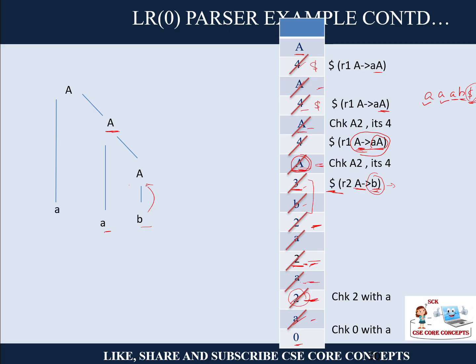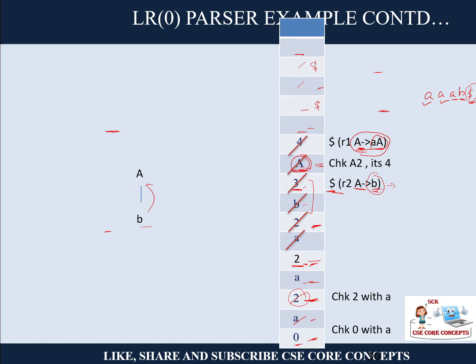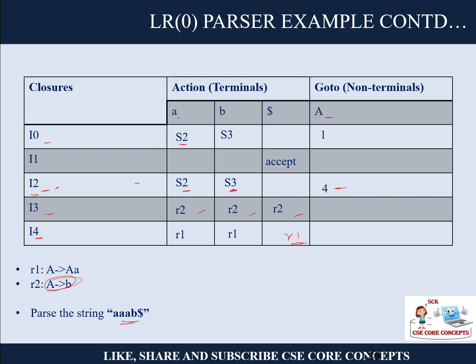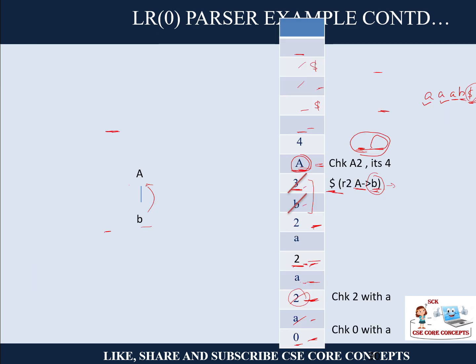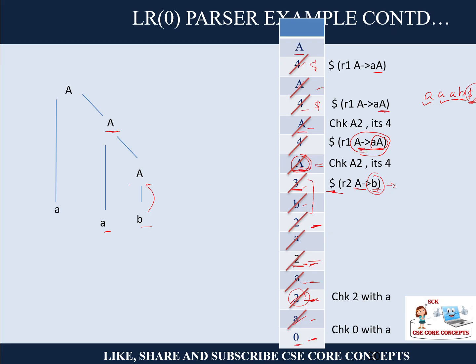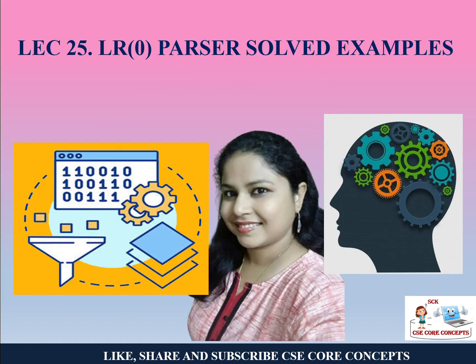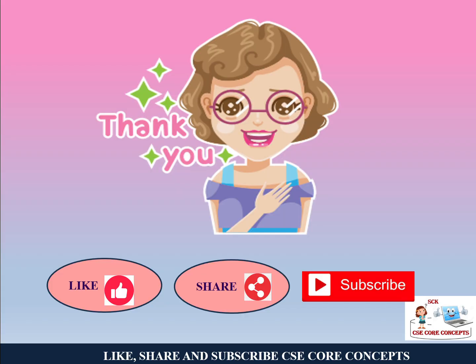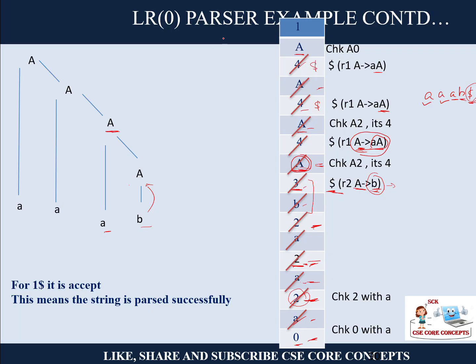Now all the elements have been popped out except 0. So check the position of A0. What is the status of A0? Let's see. 0 closure and A. You have to go to 1. So you add here 1.